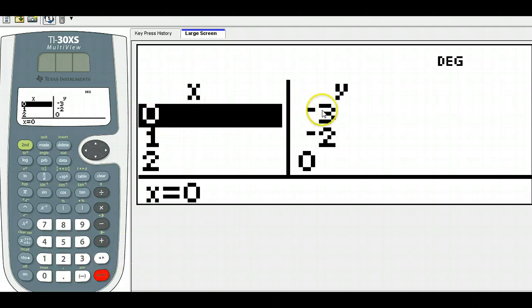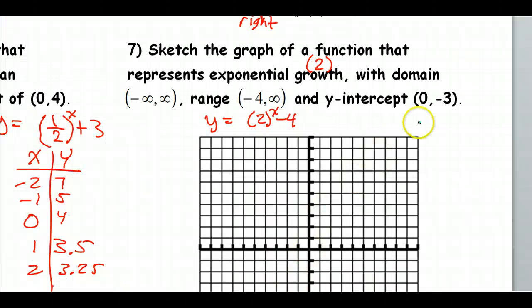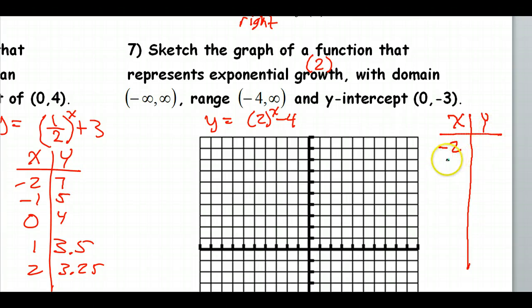Y-intercept is always 0, something. Here I have 0, -3. What did I want? Oh, 0, -3, bam. This is what I wanted the whole time. So let's go. I'm just going to use -2, -1, 0, 1, 2. Okay, so I already know it's 0, -3.